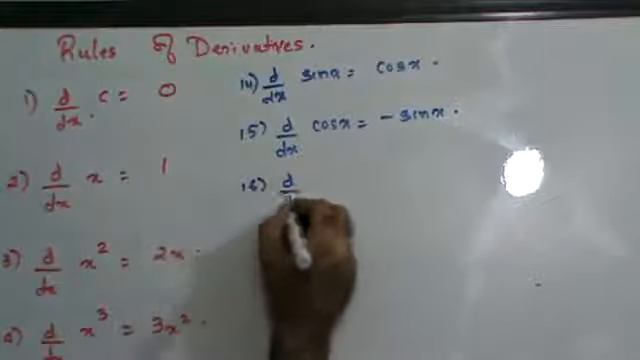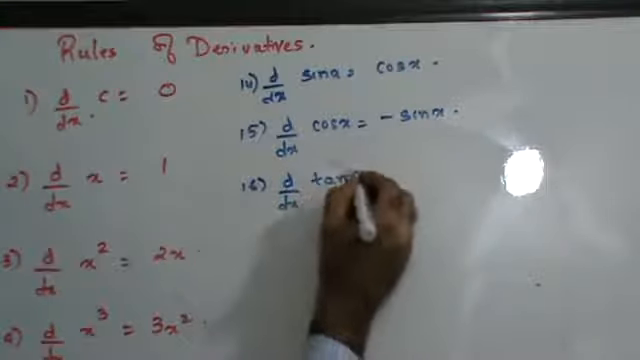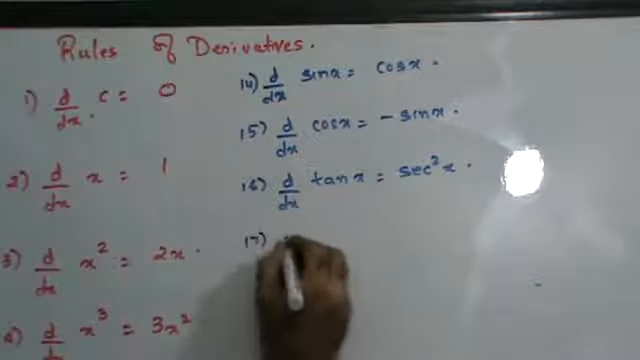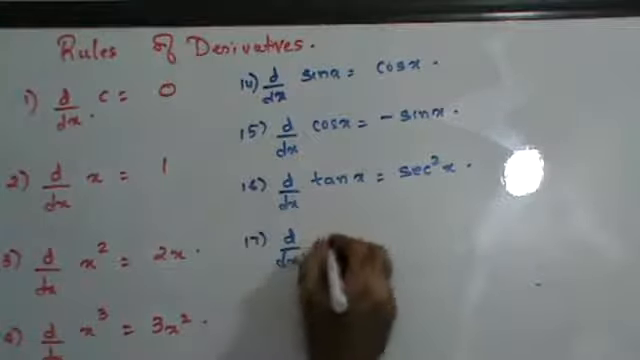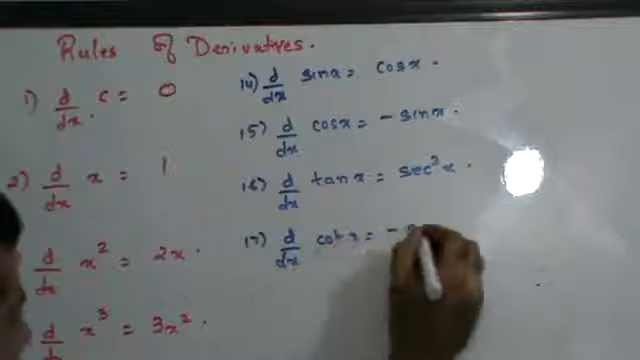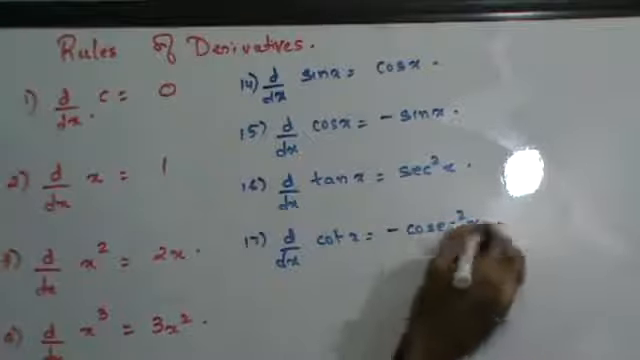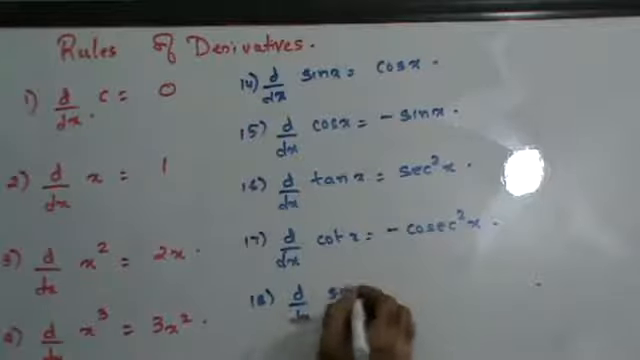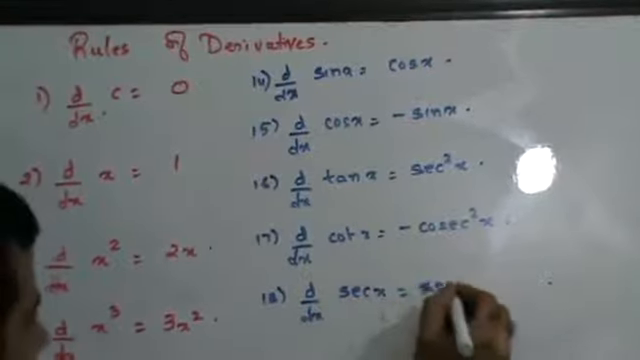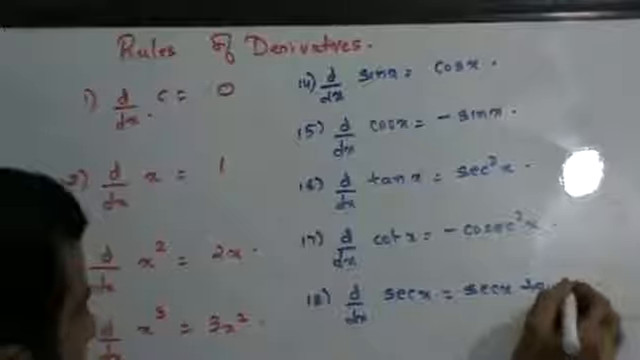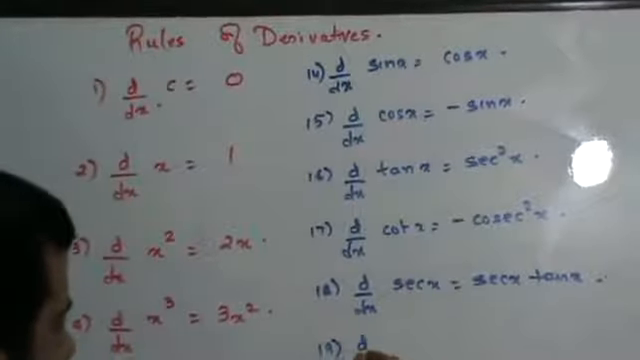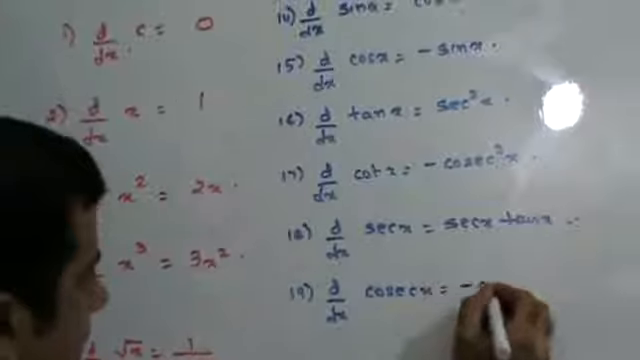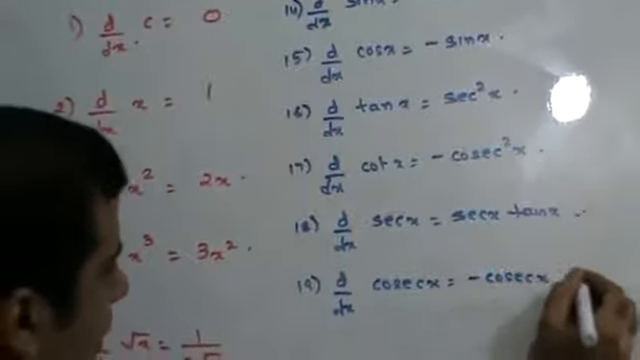D by dx of tan x is sec square x. D by dx of cot x is minus cosec square x. D by dx of sec x is sec x tan x. D by dx of cosec x is minus cosec x cot x.